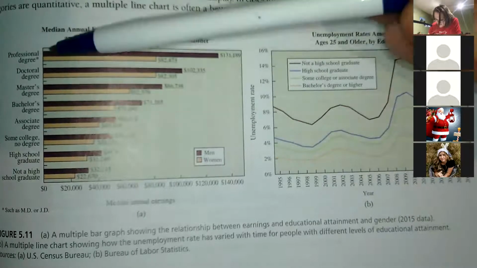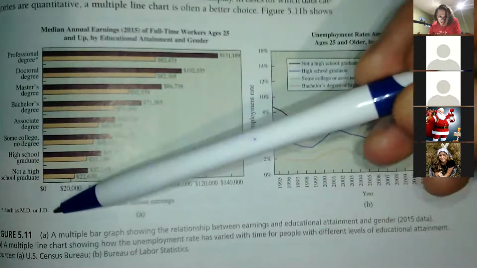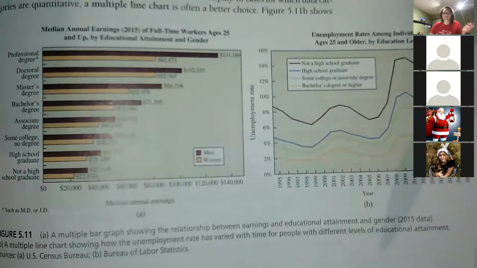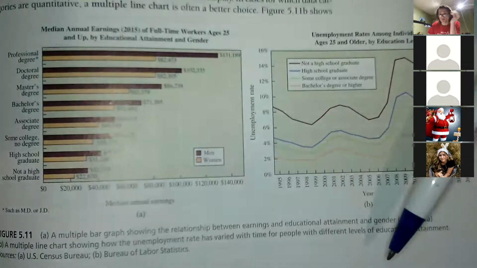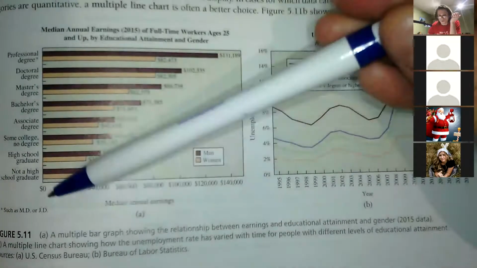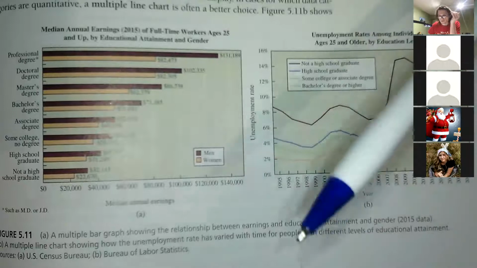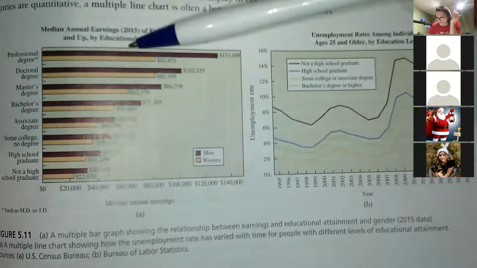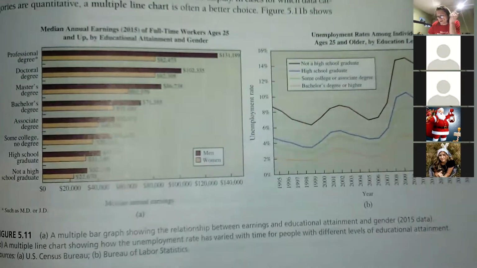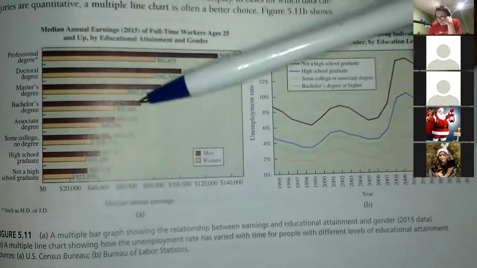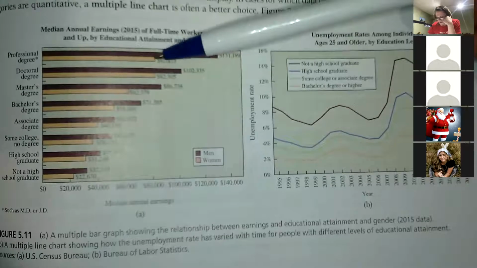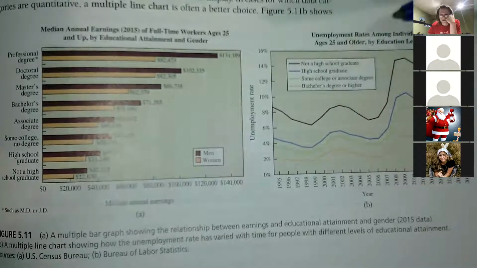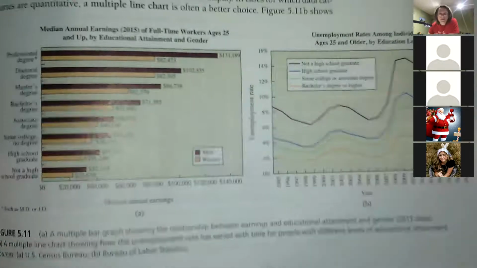I think professional degree is, oh yeah, MD or JD. So like a doctor, you get your doctoral degree, and then you have to go to a residency and stuff. So you have more education on top of your doctorate degree as a doctor. So that's what the professional degree is there. But it just gets higher and higher. And then it's split between men and women. It's really surprising that women make so much less at the professional degree. It's kind of curious. But anyway, any questions?